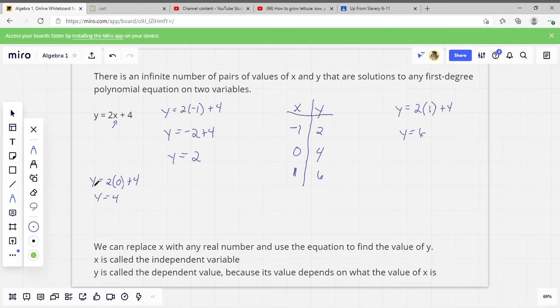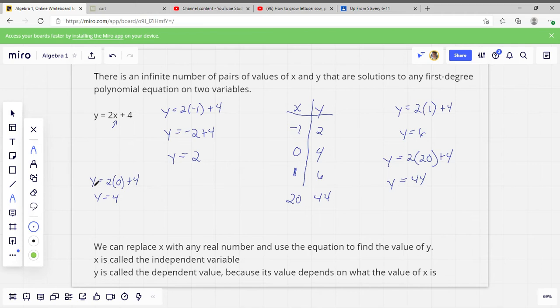We could put any number in there. Let's say we put 20. We'd say y equals 2 times x, which we're now saying is 20, plus 4. 2 times 20 is 40. 40 plus 4 is 44. Okay, that's a conditional equation. We can replace x with any real number and use the equation to find the value of y.